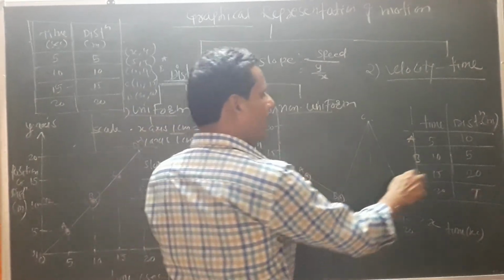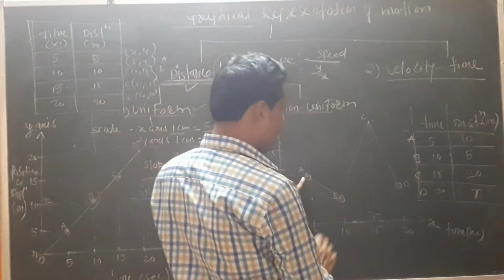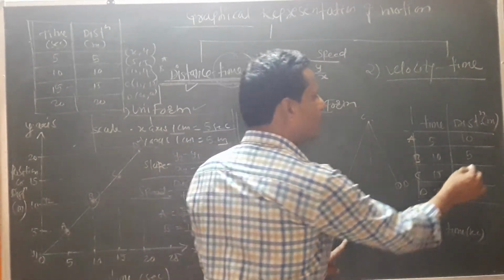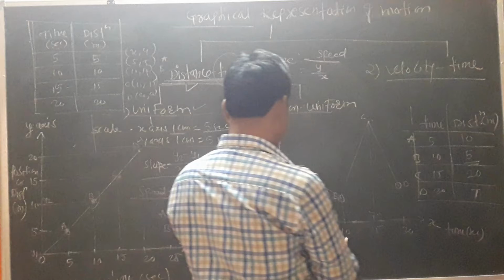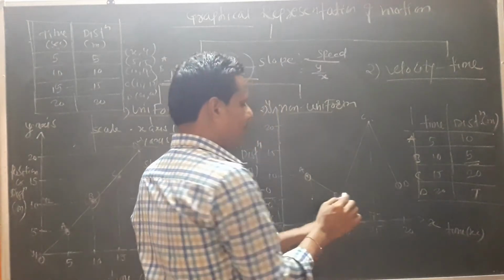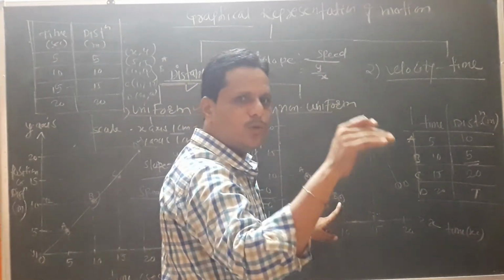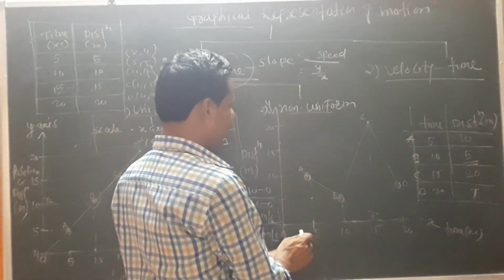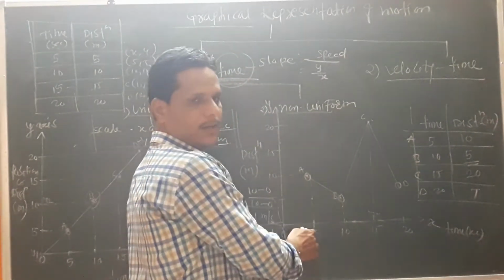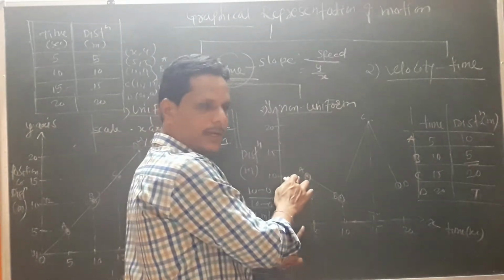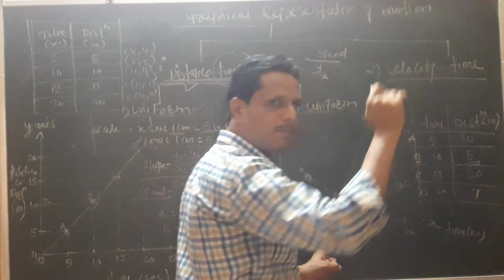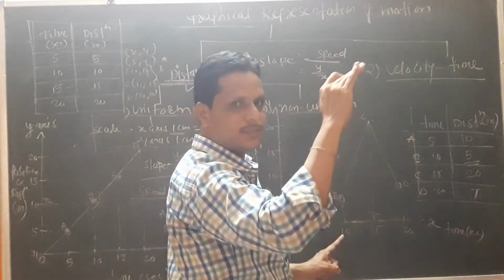Then point B. For the next 5 seconds, it covers only 5 meters. Its speed might be decreasing. Here what happened? In the early 5 seconds it covers 10 meters. पहिल्या 5 सेकंदामध्ये 10 मीटर कव्हर केले. पुढच्या 5 सेकंदामध्ये मात्र 10 मीटर न करता तो फक्त 5 मीटर कव्हर केला. याचा अर्थ काय, त्याचा स्पीड कमी झाला.